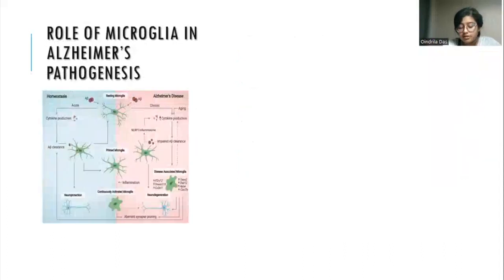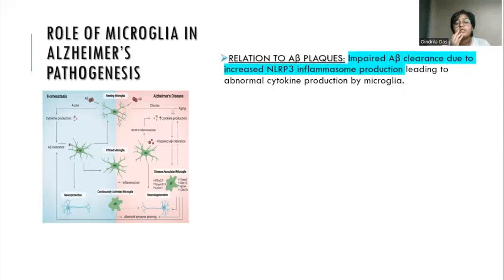Role of microglia in Alzheimer's disease. Microglia are essentially macrophages that are present in the central nervous system and act as the first and main line of defense in the brain. So let's see its relation to Alzheimer's.